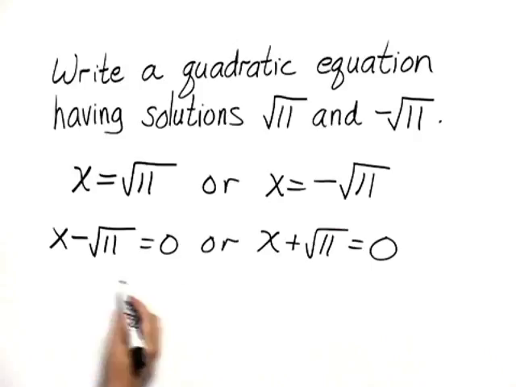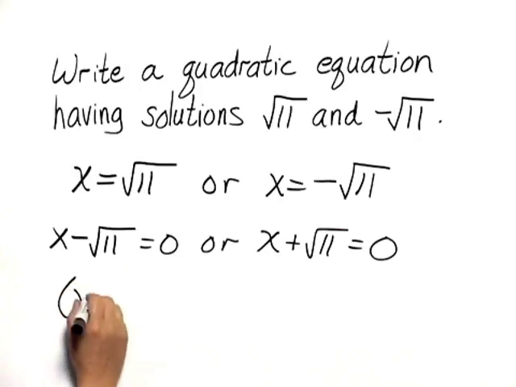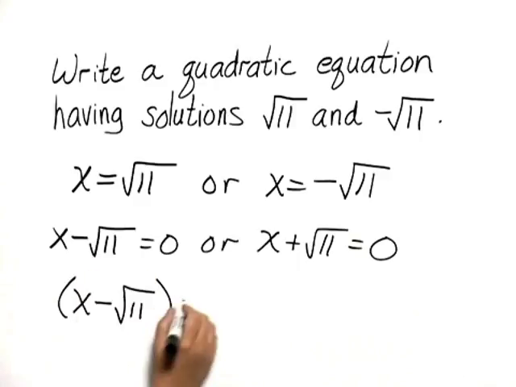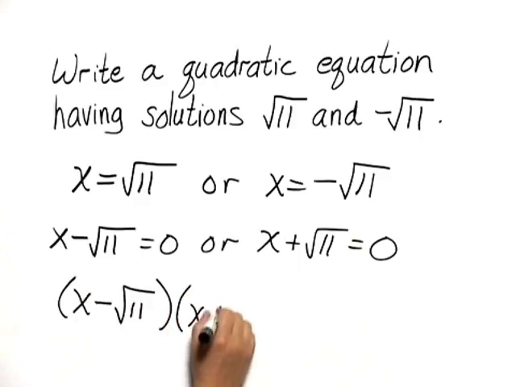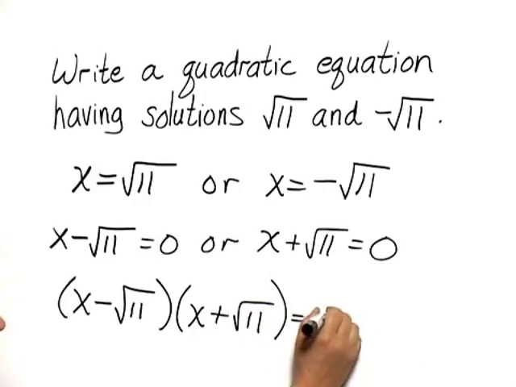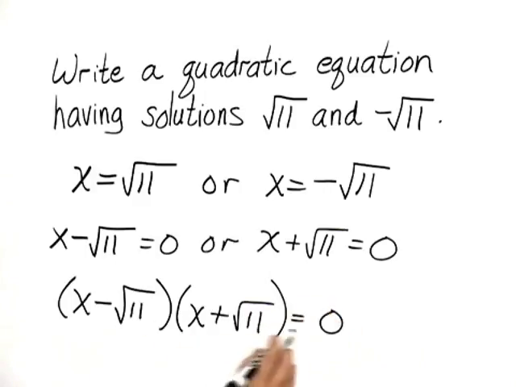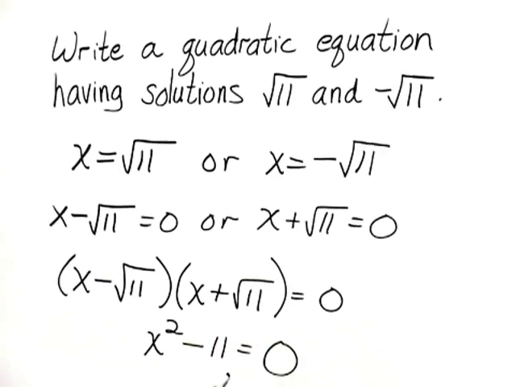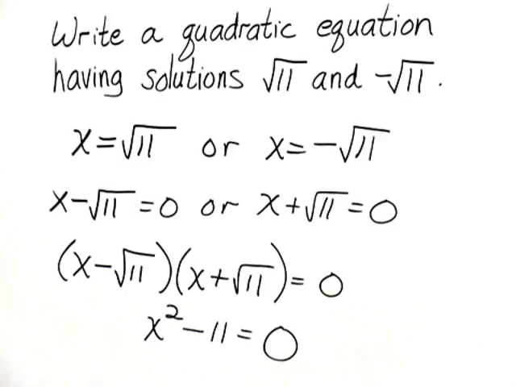If this is true, then one factor in our equation would be x minus the square root of 11, and another factor would be x plus the square root of 11, and that product would be 0. So now we have an equation, and if we multiply this, we would have x squared minus 11 equals 0. So this is a quadratic equation that has the given solutions.